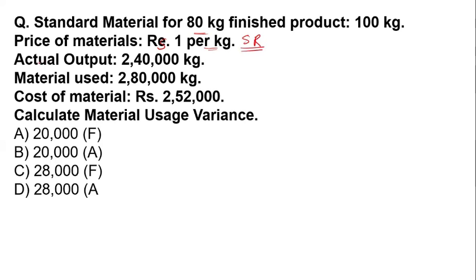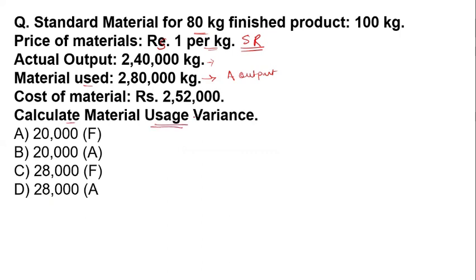Now the actual output is given. The material used is nothing but the actual. Used means actual. This is the actual output. Material used is 1,80,000. Cost of material is 2,52,000. This is talking about the cost. So the question is to calculate the material usage variance.